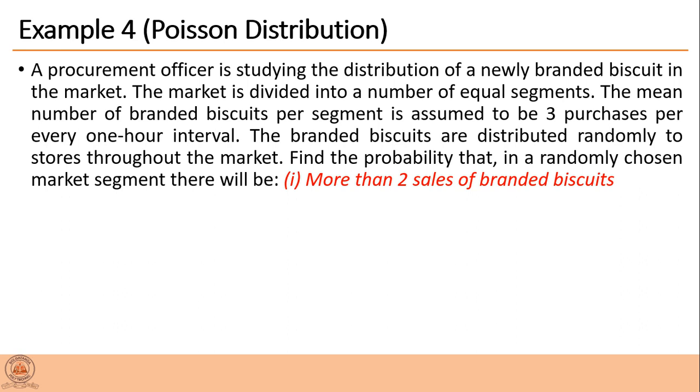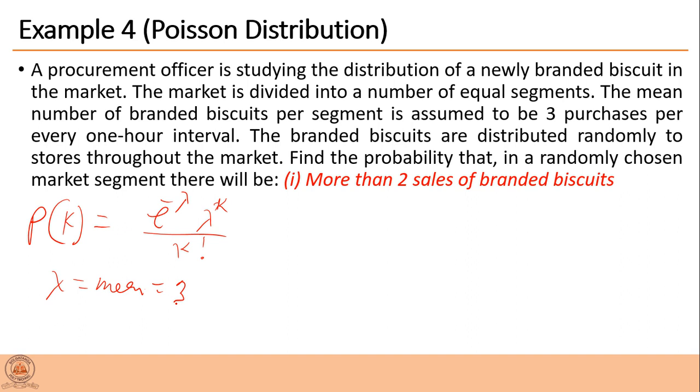Now the Poisson distribution, the probability of x successes, is equal to e to the power negative lambda multiplied by lambda to the power x over x factorial. Now from the question, we need to find the value of lambda. How do we get the value of lambda? Let's go back again to read the question on the second line. It says the mean number of branded biscuits per segment is assumed to be 3 purchases per every 1 hour interval. So this is equal to your mean, 3.